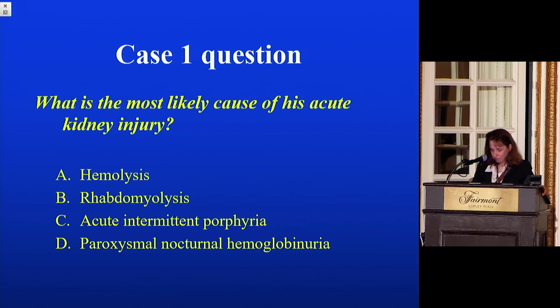So, what is the most likely cause of his acute kidney injury? Hemolysis, rhabdo, acute intermittent porphyria, and PNH, paroxysmal nocturnal hemoglobinuria.